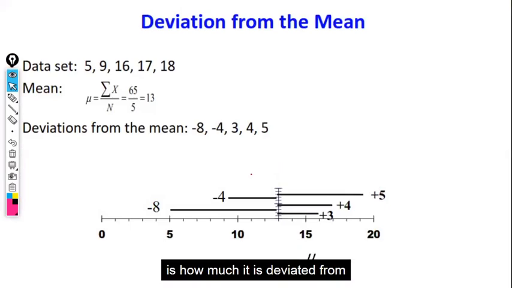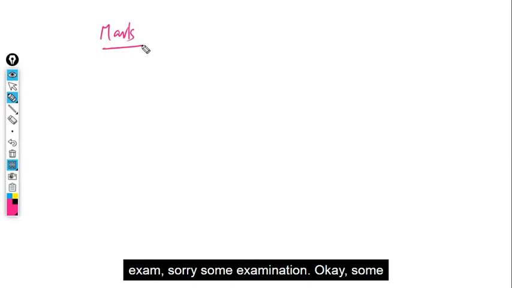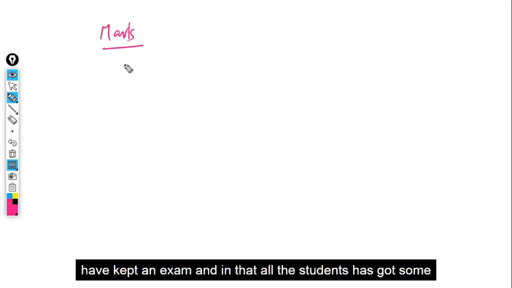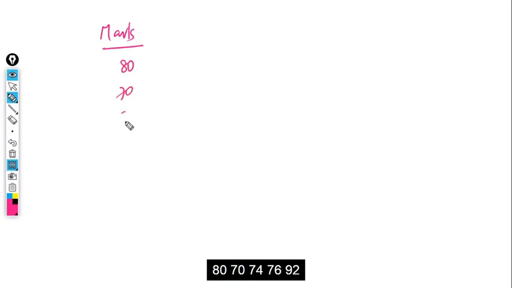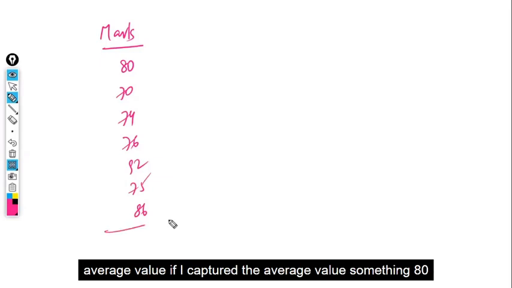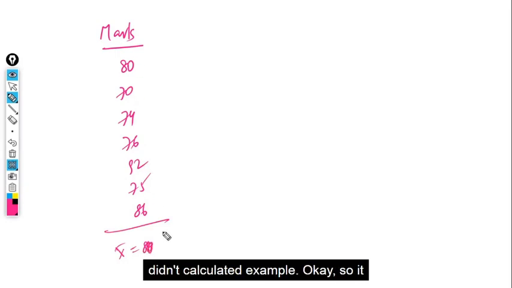Deviation means how much it is deviated from the mean. For example, in this class, we are having marks of the students. I have kept some examination, based on core Python or using pandas. In that, the students have got 80, 70, 74, 76, 92, 75, 86, something like this. Now, if I calculate the average value, it is something like 80. Okay, so 80 is the average value.